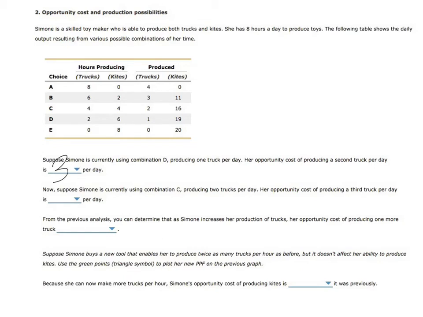If she's at combination C, where she's producing 2 trucks a day, and she wants to move to 3 trucks, so she wants to move from 2 to 3, in kites she's going to move from 16 to 11, so she's going to lose 16 minus 11, or 5 kites per day. So as she moves along the production possibility frontier in trucks, she is losing more and more kites. That's demonstrating increasing opportunity cost. So it's increasing, so they're going from 3 to 5.